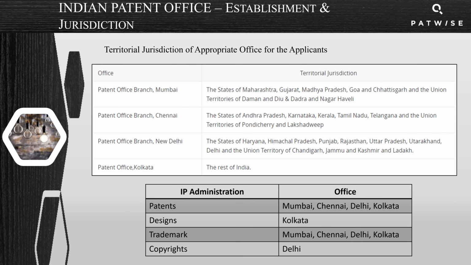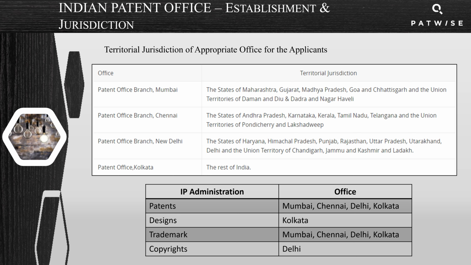The Indian Patent Office establishment and jurisdiction. The Indian Patent Office works from different locations within India. Each of these locations has its territorial jurisdiction. For example, the Patent Office of Mumbai has the territorial jurisdiction for the states of Maharashtra, Gujarat, Madhya Pradesh, Goa, Chhattisgarh and the Union Territories of Daman and Diu, Dadra and Nagar Haveli.